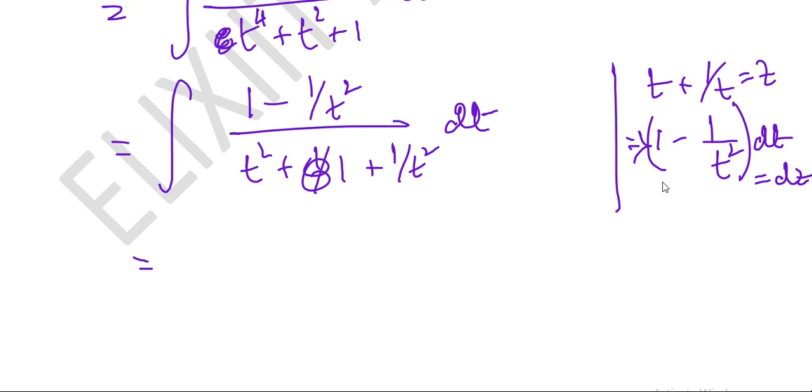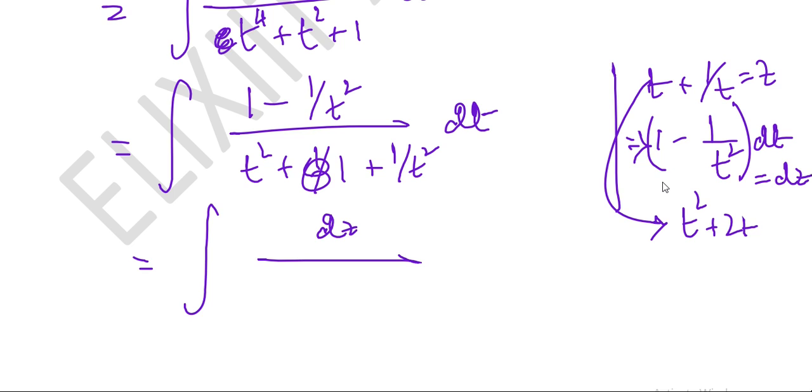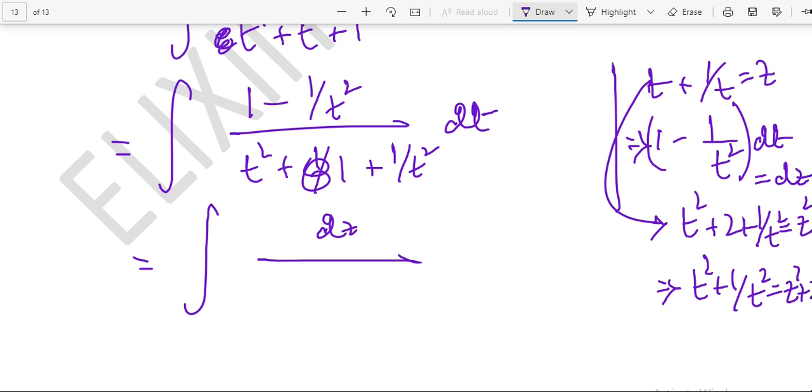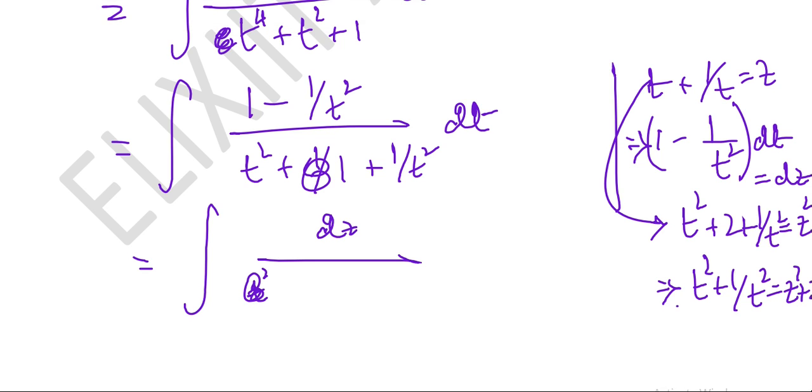So this is dz upon, now once again you have to square both sides, so t square plus 2 plus 1 by t square is z square. So what is the value of t square plus 1 by t square? It's z square minus 2.